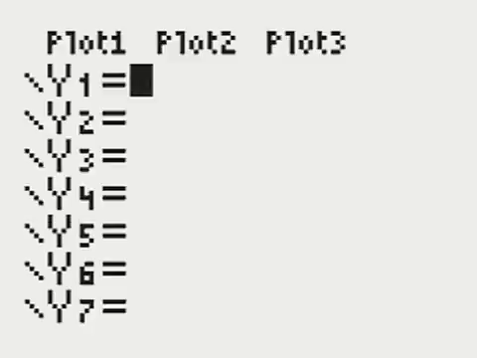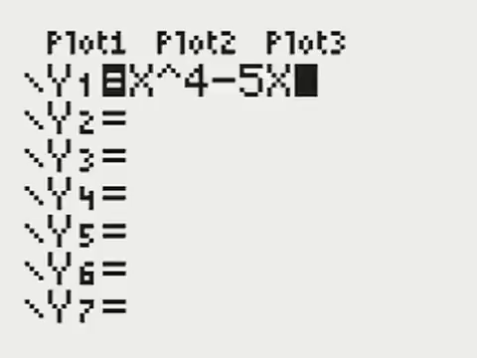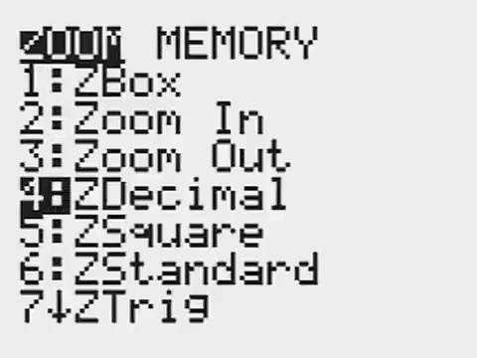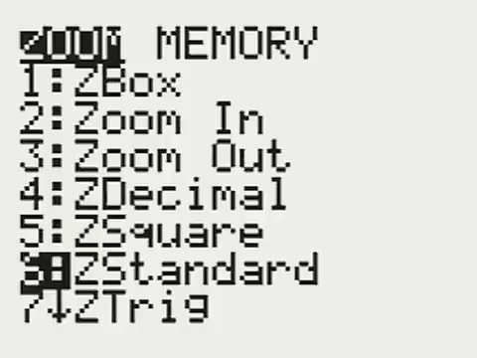So we go to our graphing calculator, press y equals, and enter x to the fourth power minus 5x squared minus 8. We want to graph that just to get a look at what the graph looks like. We're going to start with our standard window, since we know that all the solutions need to be between negative 10 and 10.